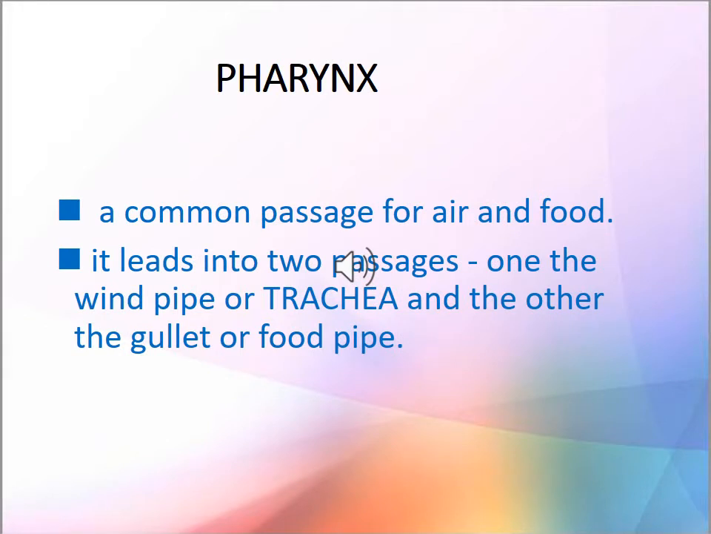The next point is pharynx. So what are the features of pharynx? Pharynx is a common passage for both air and food. And the next point is it leads into two passages. One, the windpipe or trachea, and the other one is the food pipe.